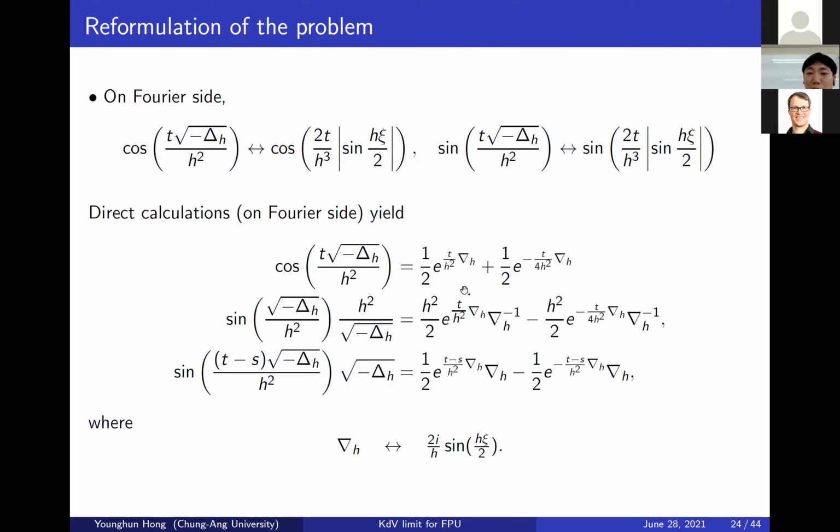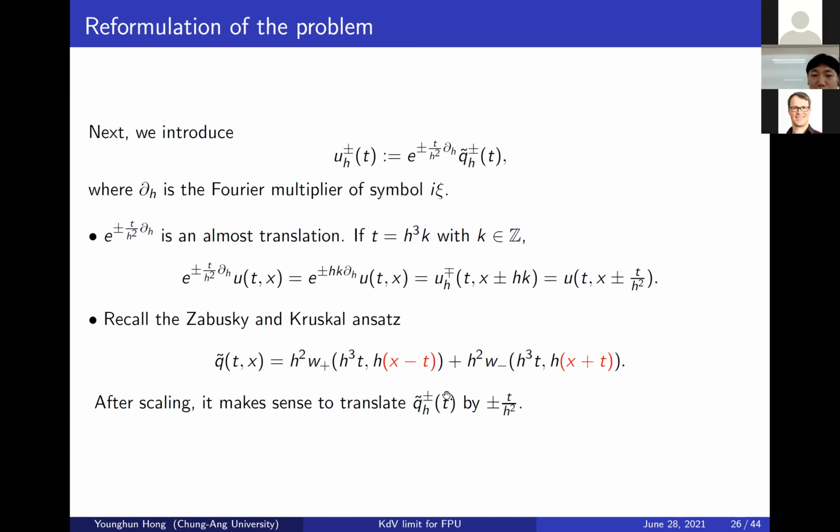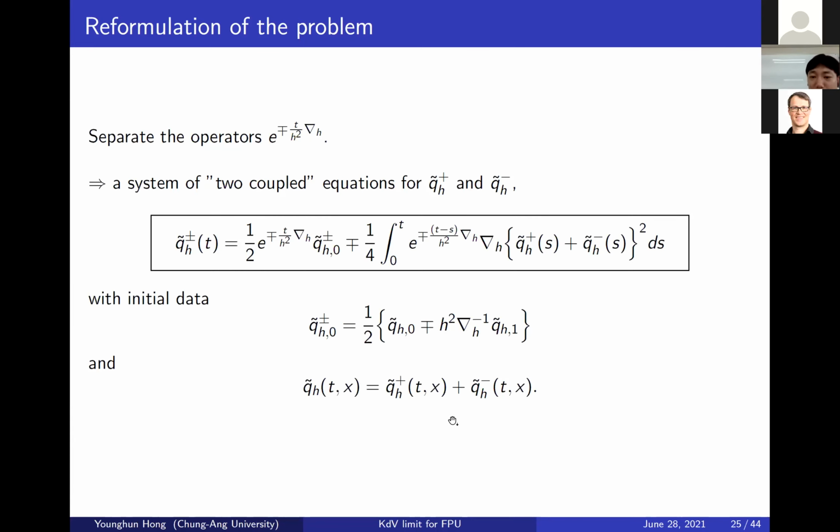Then we separate the terms with the plus sign, this one and this one, from the minus terms, and we end up with a coupled two-equation system for Q_h^+ and Q_h^-, in this way. The relation between Q_h and Q_h^± is this: if we sum them, we get Q_h. This kind of reformulation is very standard for the nonlinear wave equation.